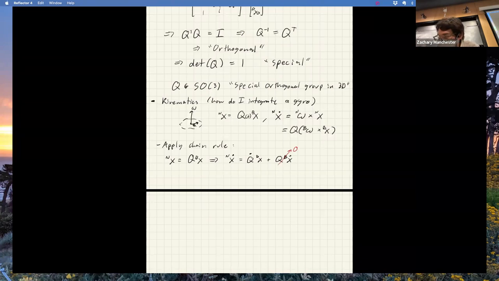Okay, so now we have, if I take this and plug in the x dot definition I had from just above, I'm going to get x dot in the n frame equals Q dot times x in the b frame. And I'm going to take the line above, where we talked about this whole omega cross thing, and plug that in. I'm going to get Q times omega in the b frame cross x in the b frame, right? I just took this line and this line and set these guys equal to each other.